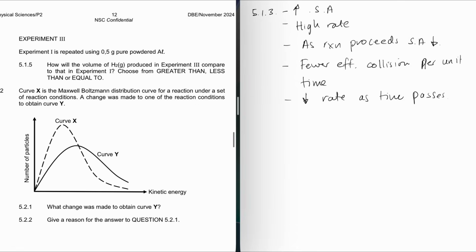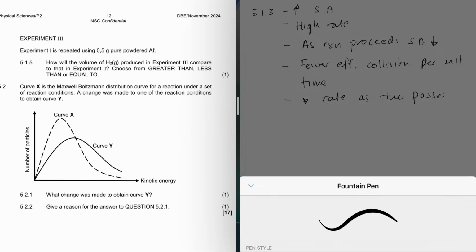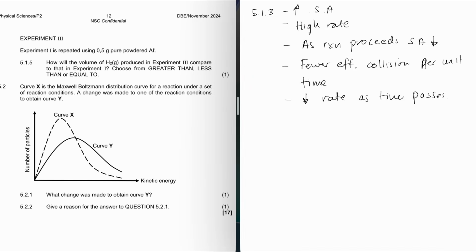And moving on, experiment 3. Experiment 1 is repeated using 0.5 grams of pure powdered aluminium. So how will the volume of H2 produced in reaction 3 compare? By using powdered aluminium, the amount of H2 that's produced is not going to change. It's going to remain the same. The only thing that's going to change is the rate of the reaction, because now you have a larger surface area. If it's powdered, it's going to be a larger surface area.